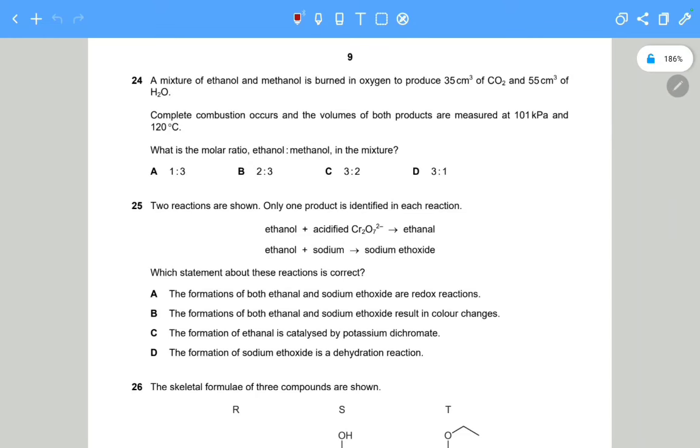A mixture of ethanol and methanol is burned in oxygen to produce 35 cm³ of carbon dioxide and 55 cm³ of water. Complete combustion occurs and the volumes of both products are measured at 101 kilopascals and 120 degrees Celsius. What is the molar ratio ethanol to methanol in the mixture?